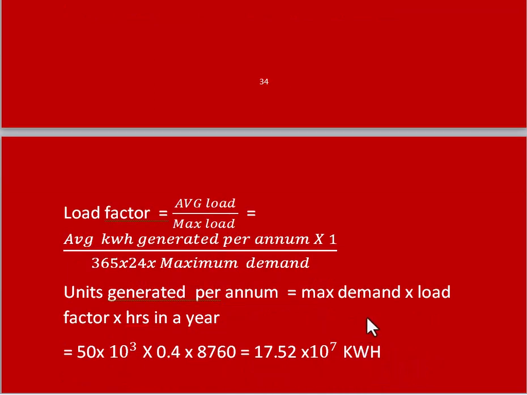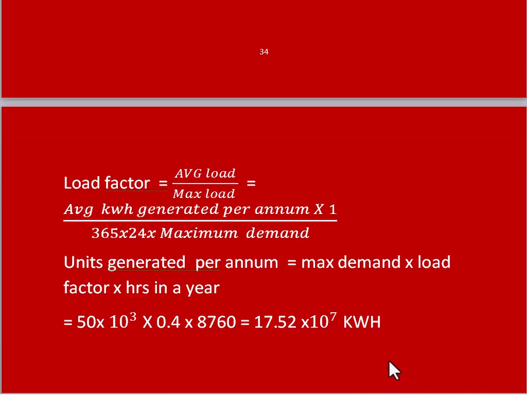So maximum demand is given as 50 into 10 power 3 kilowatts, and the load factor is also given as 40%, meaning 0.4, into the number of hours in a year, that is 8760. After simplification, we get 17.52 into 10 power 7 kilowatt hours or units. This is the energy generated per annum.